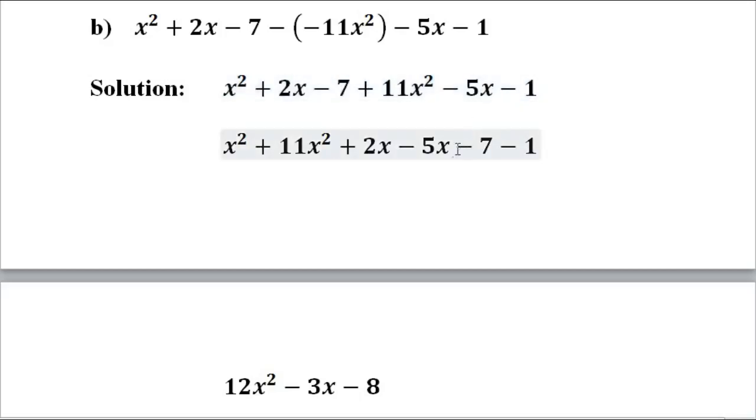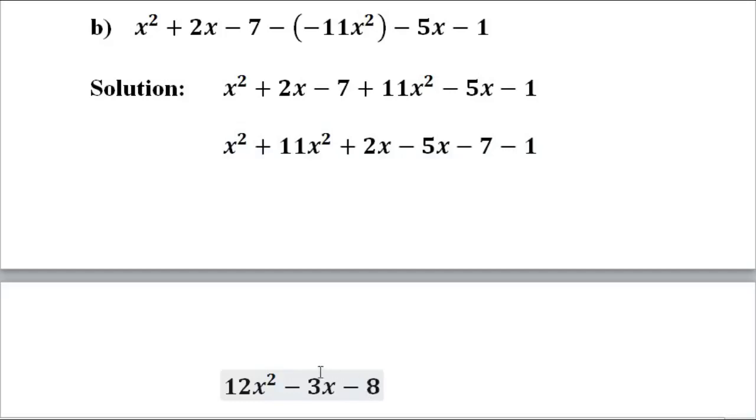When we combine like terms, we add or subtract the coefficients, the numbers in front of the variables. The coefficients of the first 2 terms are 1 and 11. So adding them gives us 12. Therefore, we combine x squared and positive 11x squared to get 12x squared. Now, positive 2x and negative 5x give us negative 3x. And last but not least, negative 7 and negative 1. Combining these gives us negative 8.